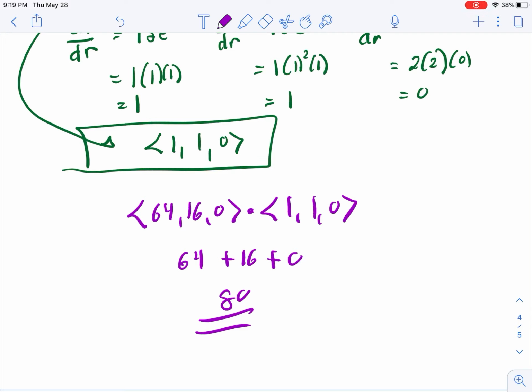All right. Hopefully that makes sense, and we are almost finished. Like I said, that's 14.6.